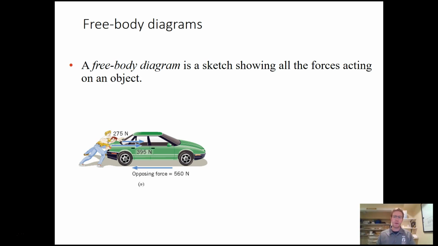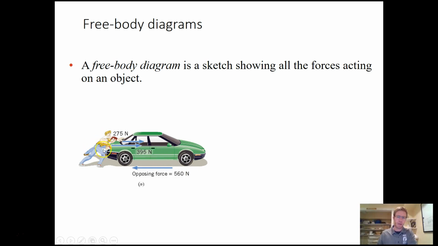So let's imagine we wanted to draw a free body diagram for this car. So here's this car. It's broken down. These two guys are pushing it because they're out of gas, trying to get to the nearest gas station. There's resistance from the road and from the gears on the car and everything since the engine's not on. So let's say that that has an opposing force of 560 newtons.